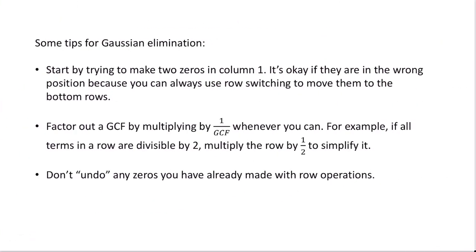So just like what I was saying as we were solving the problem, just some tips to keep in mind for Gaussian elimination. It's a good place to start by trying to make the two zeros in column 1. And even if they're in the wrong position, it's okay because you can always use row switching to move them to the bottom rows. So for example, if you had gotten a 0 as your first entry in row 1, that's okay because you can always fix that. Remember to always look out for GCFs, and you can factor them out by multiplying by 1 over the GCF whenever you can. So for example, if all the elements in a row are divisible by 2, just multiply the row by 1/2 to simplify it. And also remember not to undo any zeros you've already made with row operations.